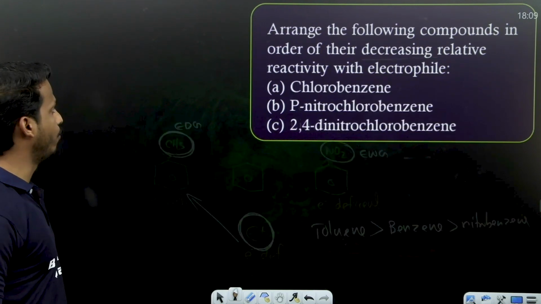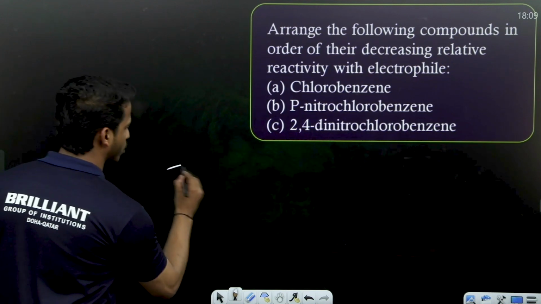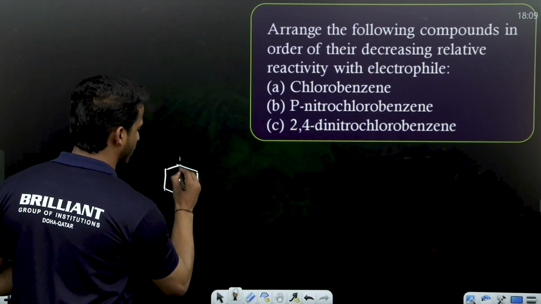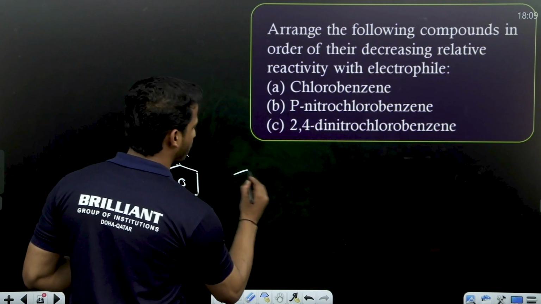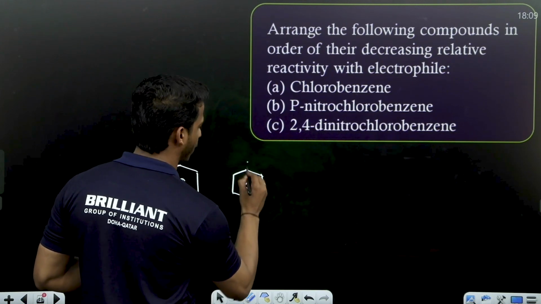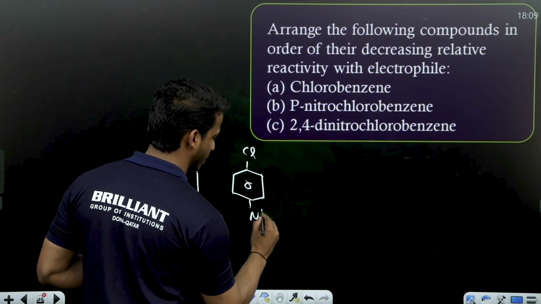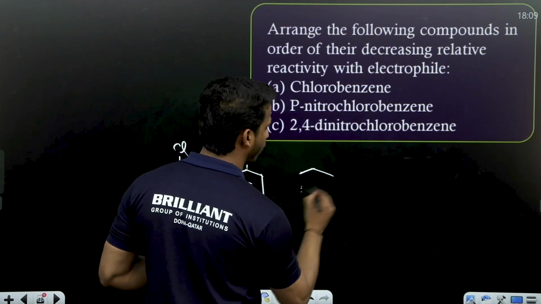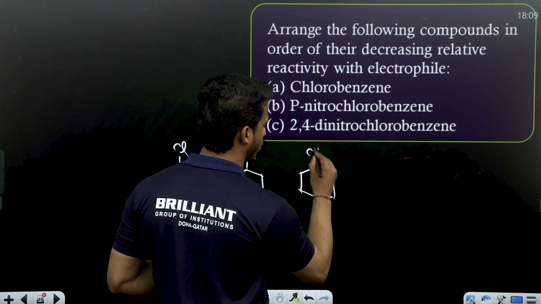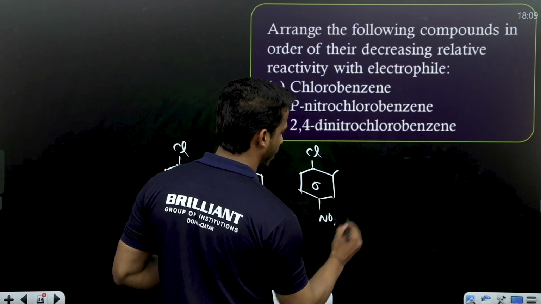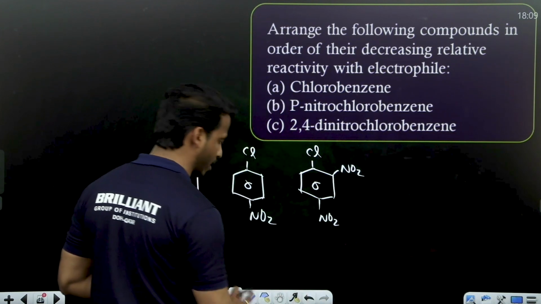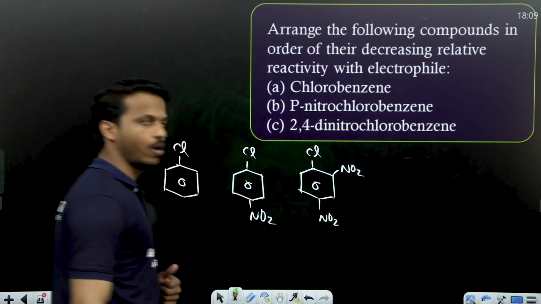One more question let me give you. Chlorobenzene, same question. One is chlorobenzene. One is para-nitrochlorobenzene. The other one is 2,4-dinitrochlorobenzene. Can you say which is fast, dear all?